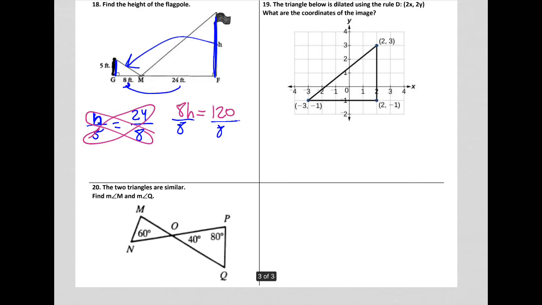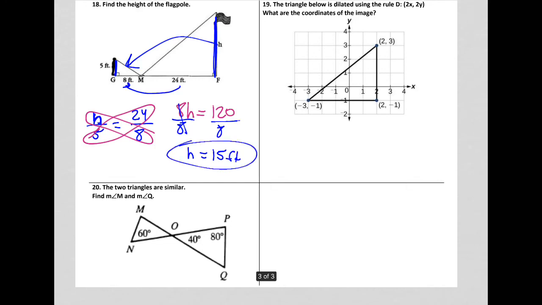We get that h, the height of the flagpole, equals, oops, I'm putting that on the wrong side, and I don't like that, so let me fix it. So the height of our flagpole equals, ooh, I forgot it already. Alexa, what's 120 divided by 8?